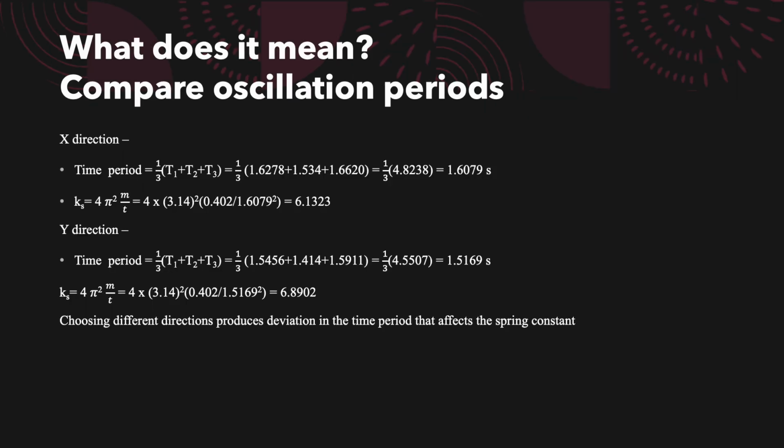Here I'm comparing both the oscillation periods. In the X and Y directions, I took the average of three consecutive time periods by looking at the X and Y graphs. For the X direction, I got 1.6. For the Y direction, I got 1.5, which gave me two different spring constants in both directions. The reason for this is that different directions produce deviation in the time period that affects the spring constant.